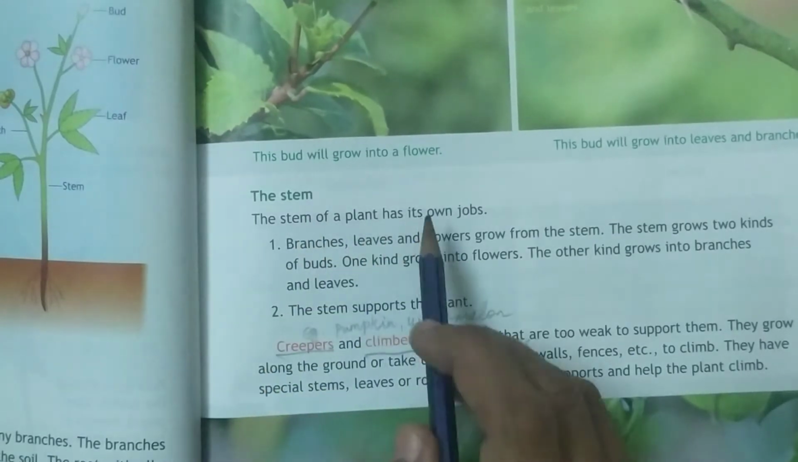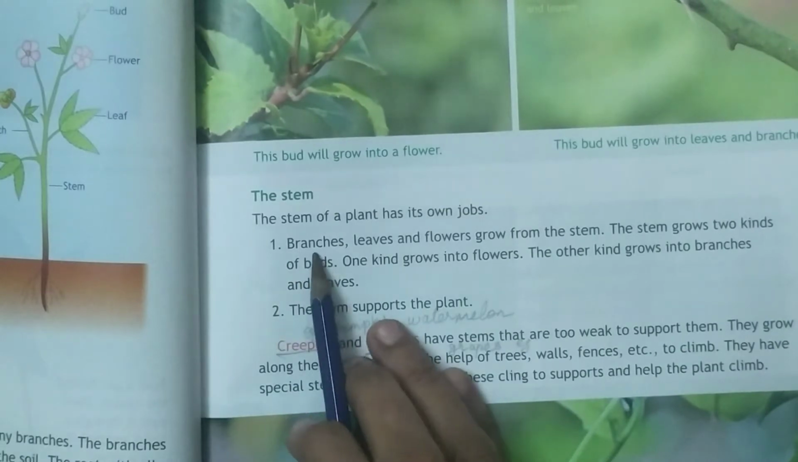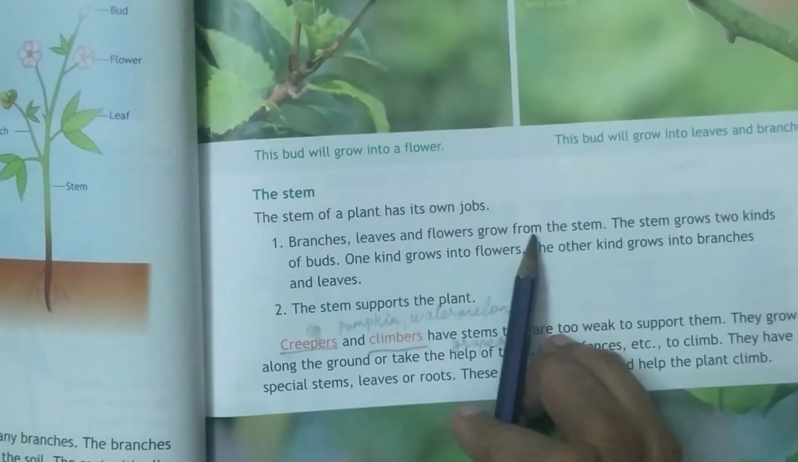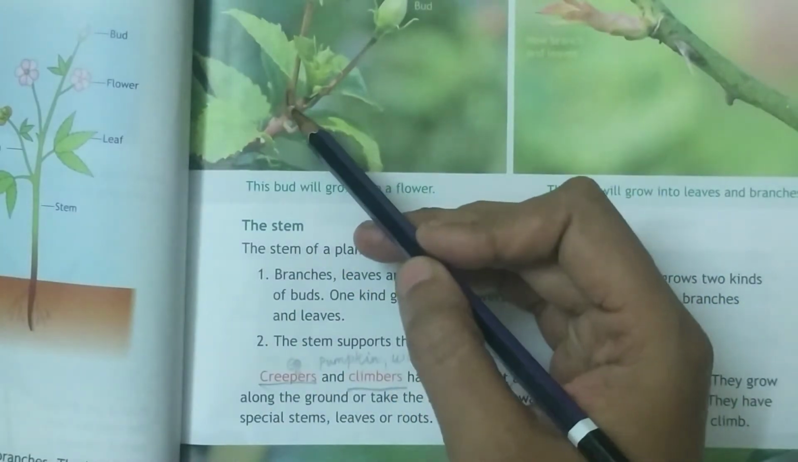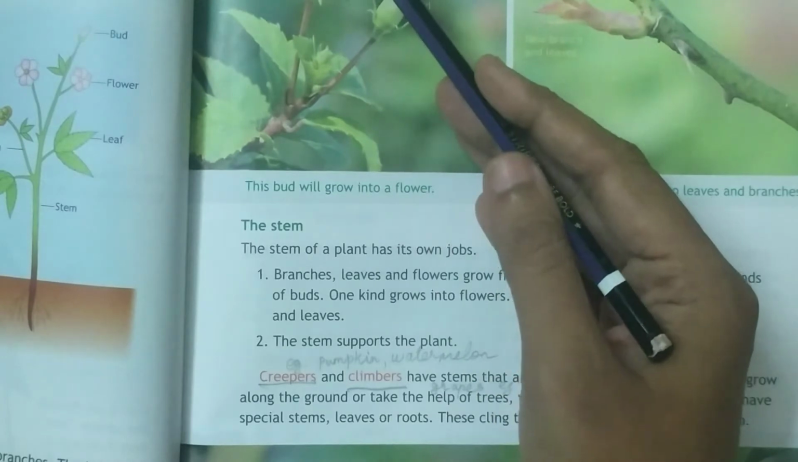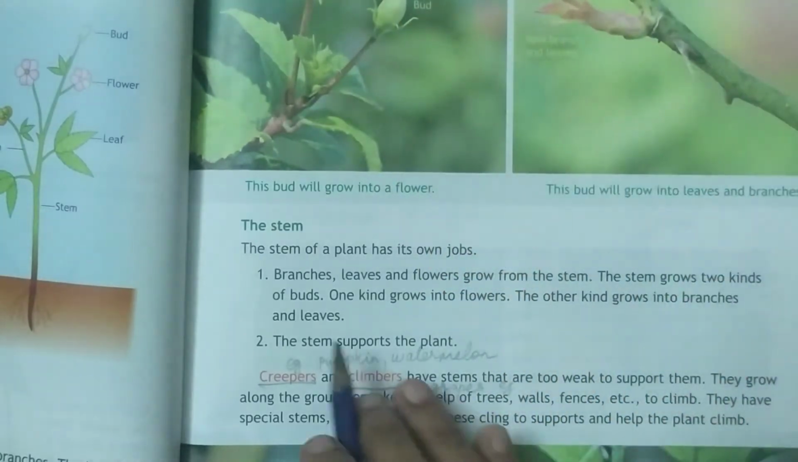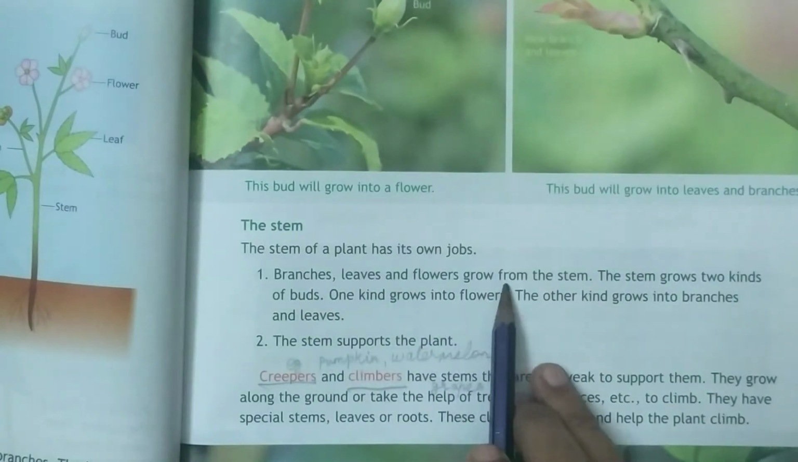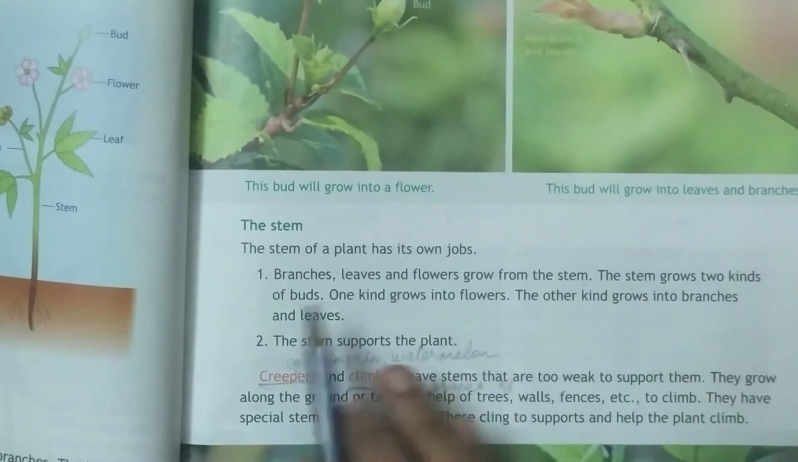The stem of a plant has its own jobs. What are they? Branches, leaves, and flowers grow from the stem. You can look at the picture. This is a stem, and from the stem flowers go, from the stem leaves, from the stem buds. The stem grows 2 kinds of buds.